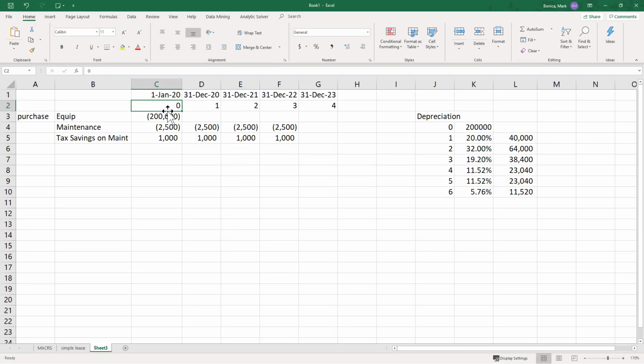So I pay my maintenance bill effectively on January 1st of 20 for all of 20. I pay my 21 maintenance bill on December 31st of 20. I pay my 2022 bill on December 31st of 2021. And then I pay my 2023 bill on December 31st of 2022.